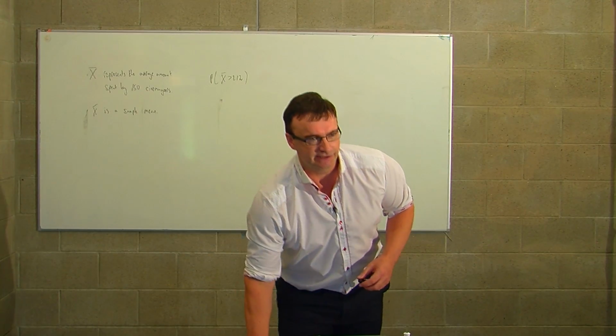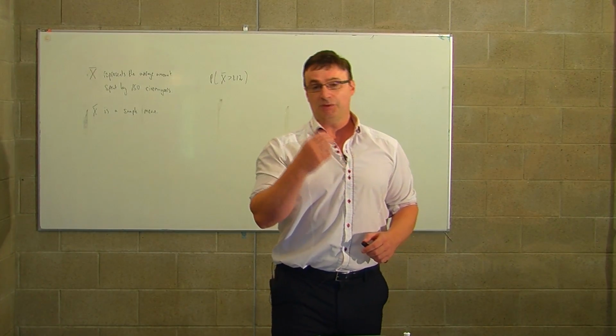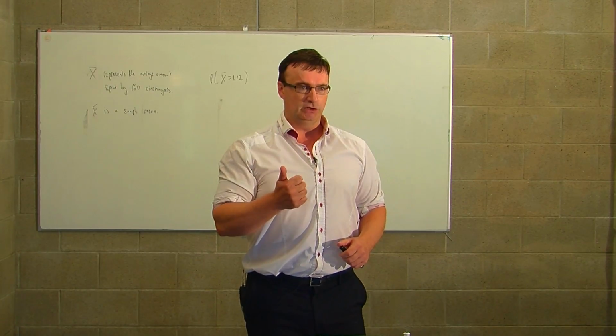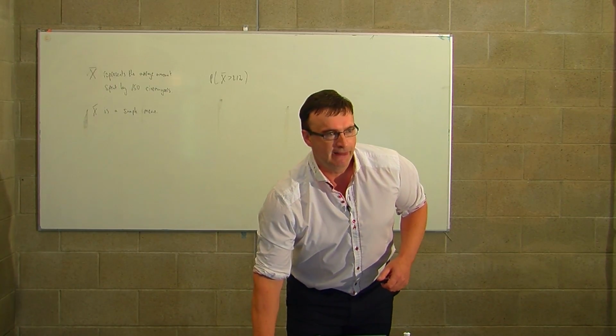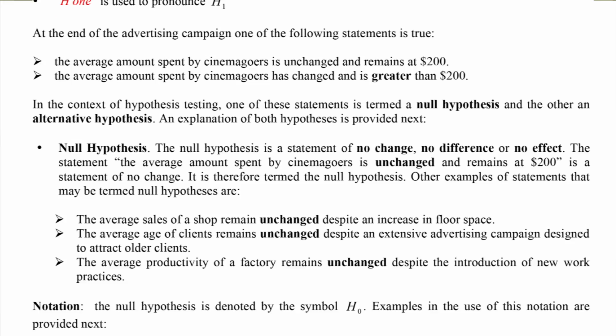Okay, pronunciations. Now, it's very important to be able to pronounce mathematical terms. Actually, when I say mathematical terms, that's incorrect. Very important to be able to pronounce symbols. So let's check this out. Pronunciation. H0 is used to pronounce H0. H1 is used to pronounce H1. Not very intellectual.